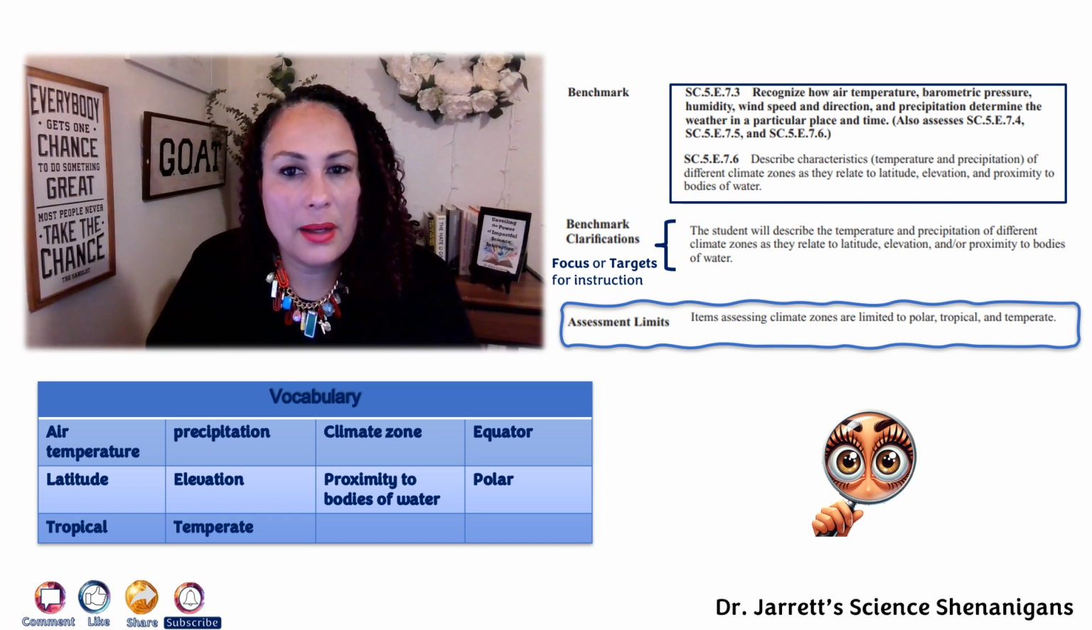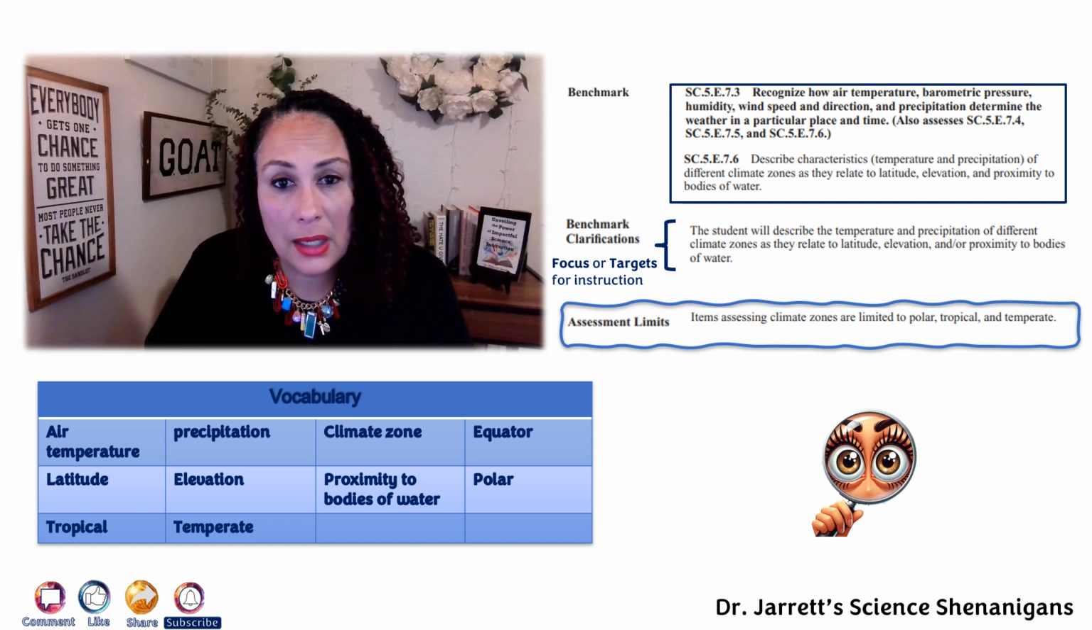The three main climate zones: tropical, that's found near the equator. These regions are warm all year round and they have a high precipitation.